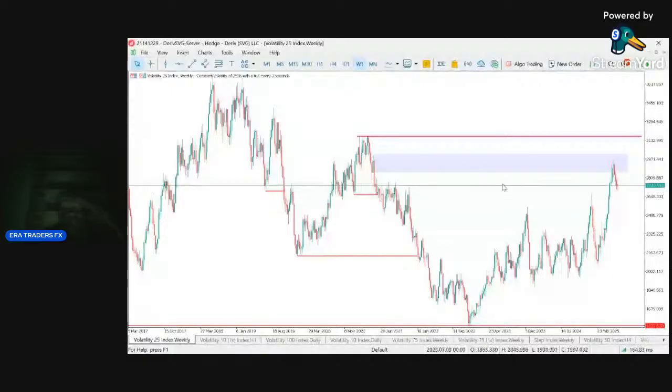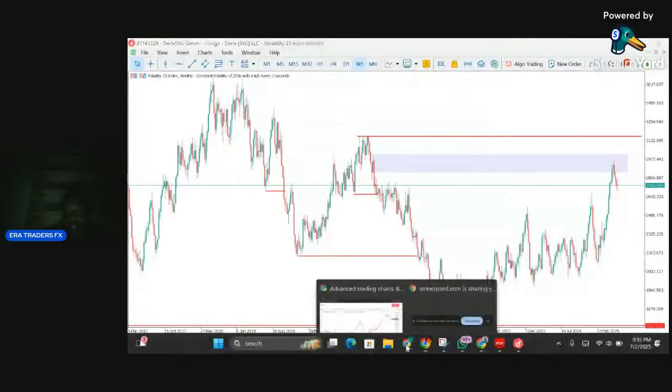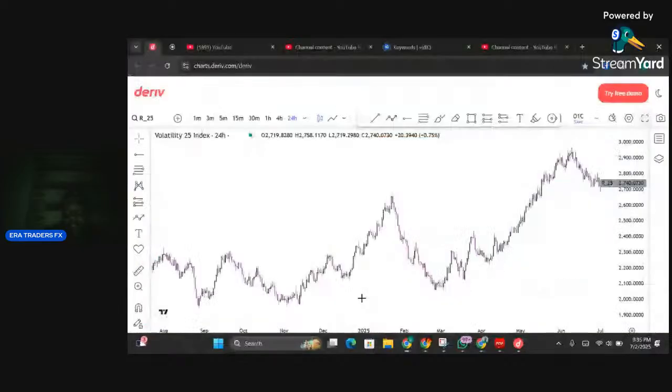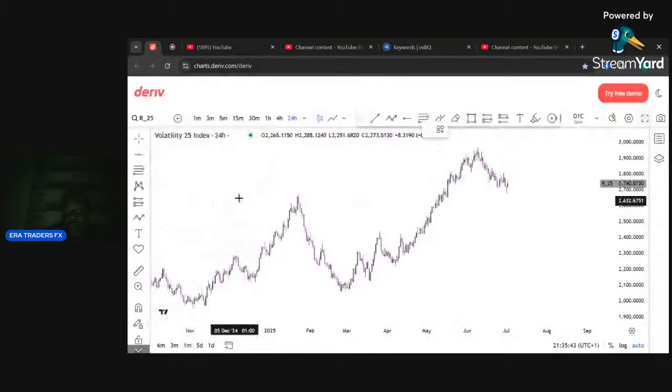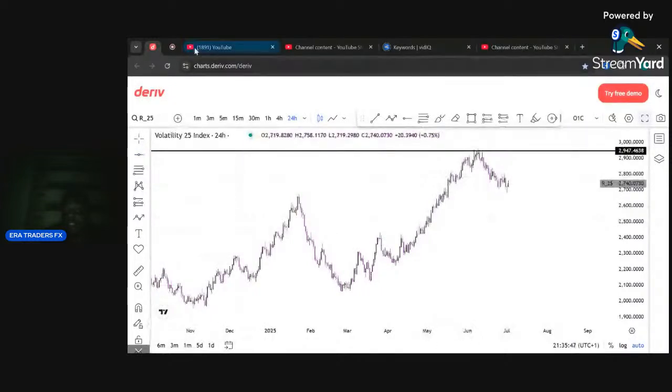So following that outlook on the weekly time frame, we go back to our Deriv MT5. So we already know that price is coming from somewhere here on the weekly.